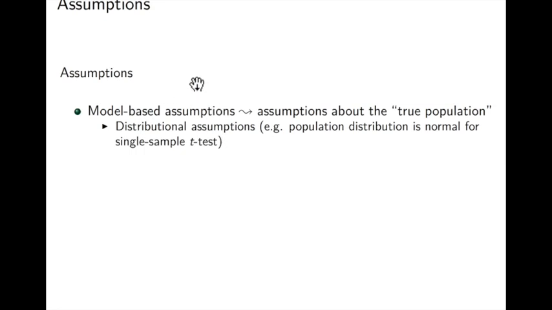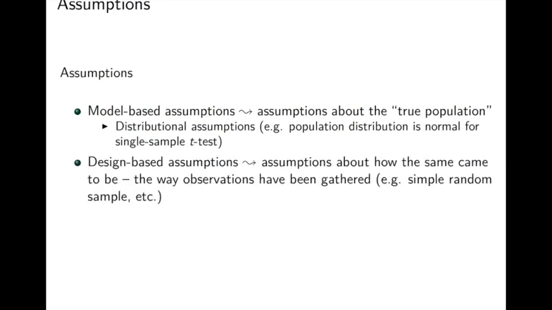So these are called model-based assumptions, and they're distributional assumptions, assumptions about how things are distributed truly. There's other kinds of assumptions called design-based assumptions, and the way I like to think about it is they're assumptions about how it is that we got to see what we saw. So they're assumptions about how a sample was gathered.